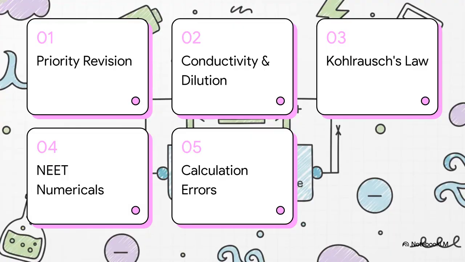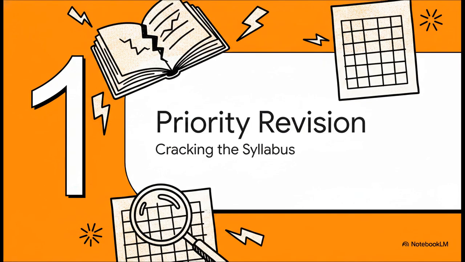So, here's our game plan for today's masterclass. We'll start with a priority revision plan, then tackle conductivity and dilution, look at Kohlrausch's law applications, walk step by step through solving those tricky NEET numericals, and finish up by sweeping for the most frequent calculation errors. Let's get to it. Section 1, Priority Revision Plan.